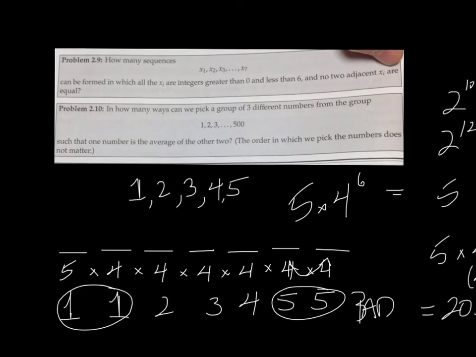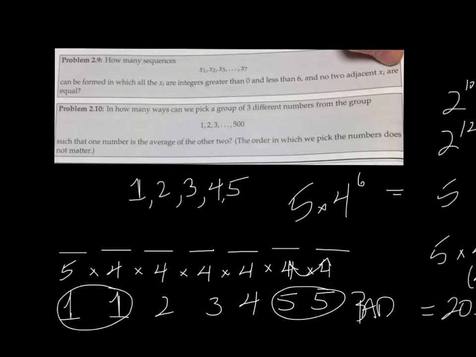Next question. In how many ways can we pick a group of 3 different numbers such that one number is the average of the other 2? Now, all 3 numbers have to be different. That's important.